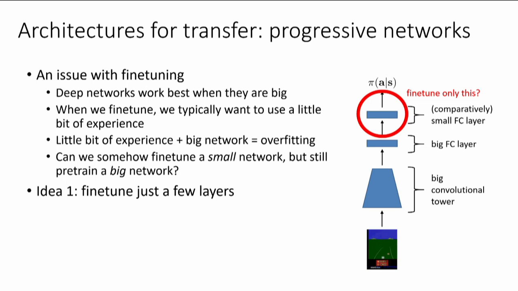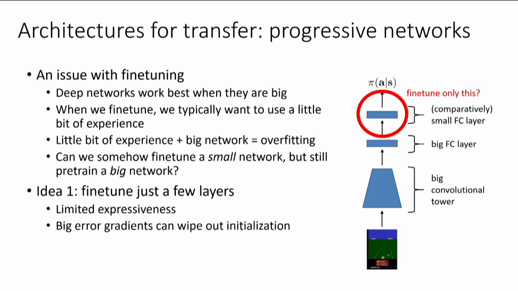Right. So the answer was the features in the convolutional tower might not be the right features. So maybe you pre-trained this thing on playing Pong, and now you're trying to play Enduro. Well, the sprites in this game look completely different than Pong, so perhaps you just don't have the right features for it. So you have limited expressivity. You could let the gradients from this flow all the way into the rest of the tower, but then the big gradients at the beginning might wipe out the nice initialization down here. So you kind of lose out either way.